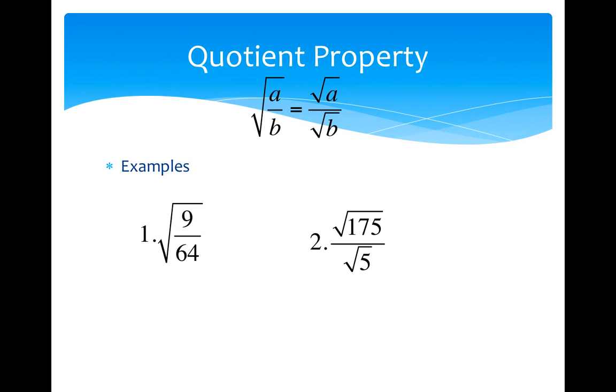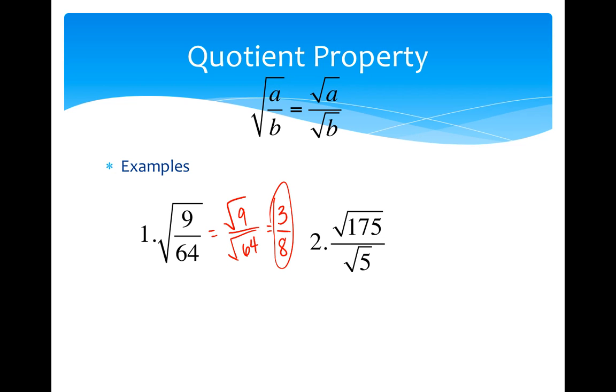So really what I would say is if we have something like example 1 here, if you have a fraction under the radical, if you can simplify it, go ahead and do so. But 9 over 64 doesn't simplify. So I'm going to split this into the square root of 9 over the square root of 64, and then I can simplify each of those individually. I know the square root of 9 is 3, and I know the square root of 64 is 8. So 3/8 would be my solution.